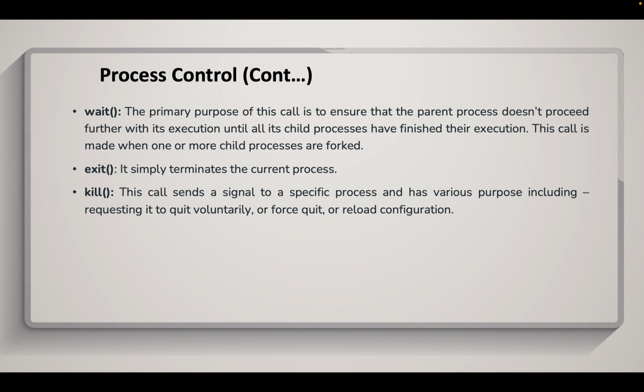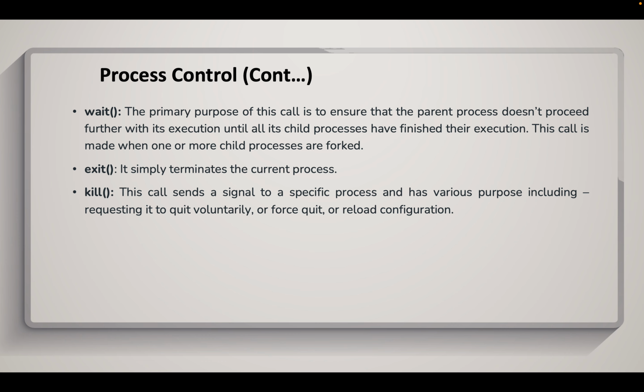Process control. The next system call is wait. The primary purpose of this call is to ensure the parent waits for the child to complete its operations. This call is made when one or more child processes are forked. Suppose you have more than one child process and you want to organize the child processes in some order, we can do it using the wait function. Next is the exit system call.